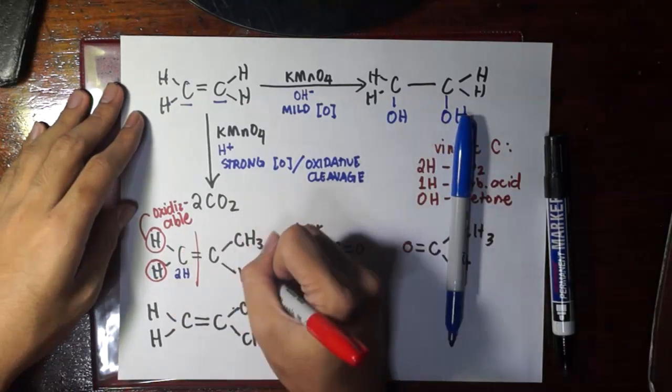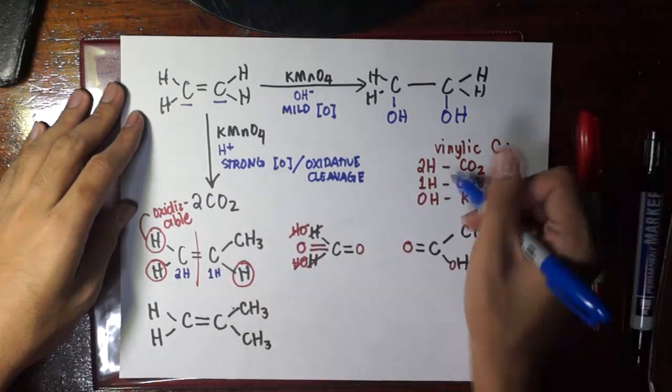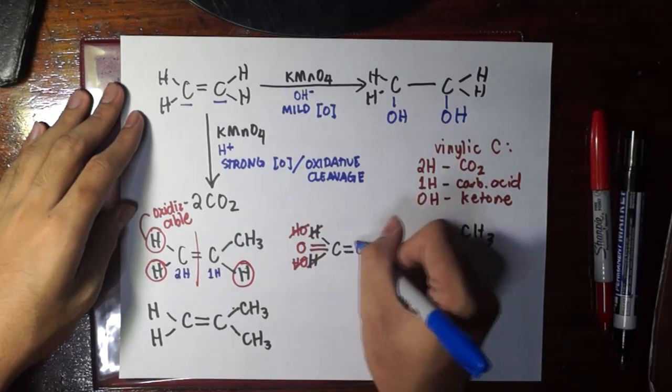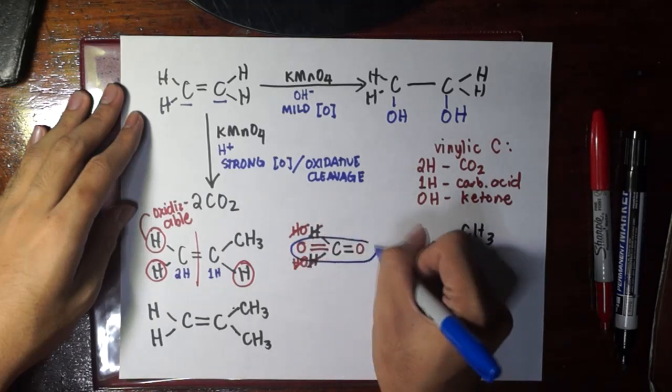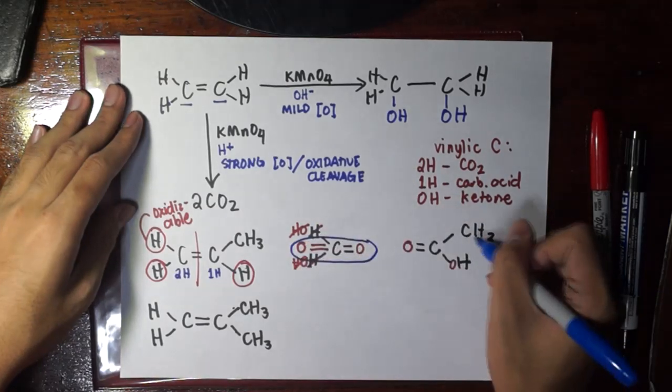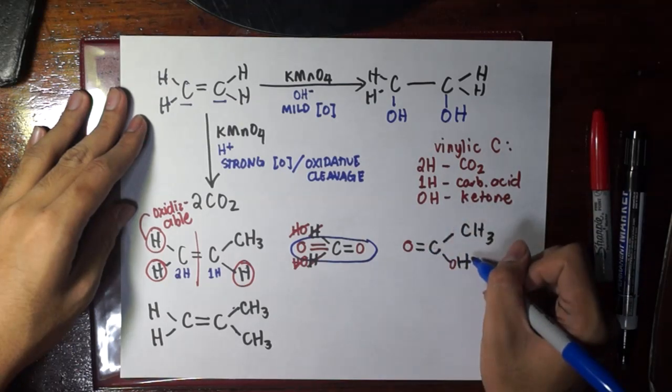How many hydrogens do we have here? One. So as I have said, we have a product of carbon dioxide if we have two hydrogens in the vinylic carbon, and that is correct. And what do we have here? We have CH3COOH. This is acetic acid, right?